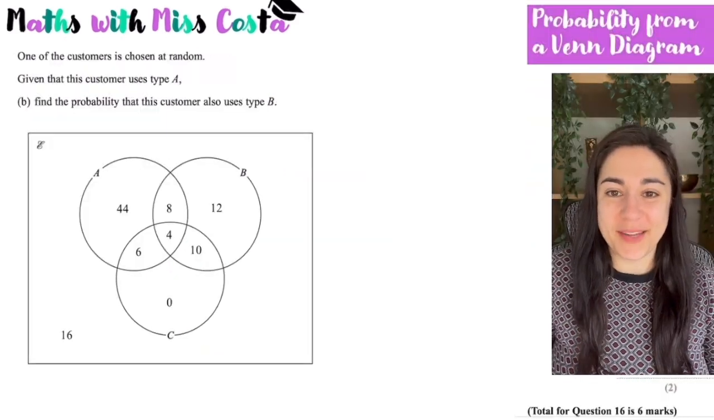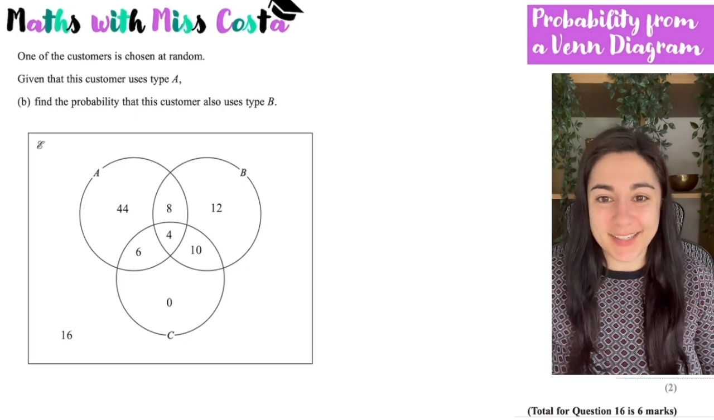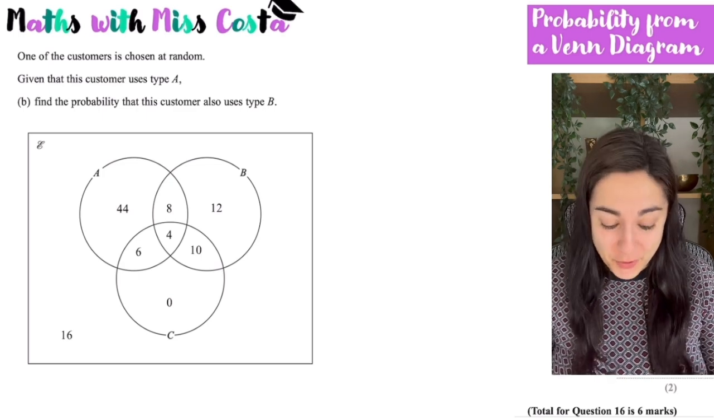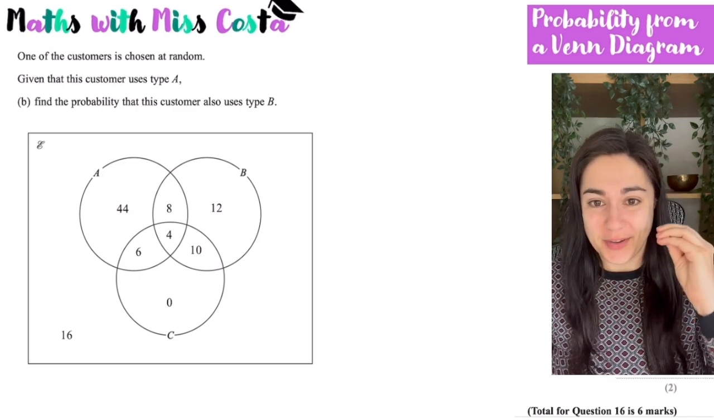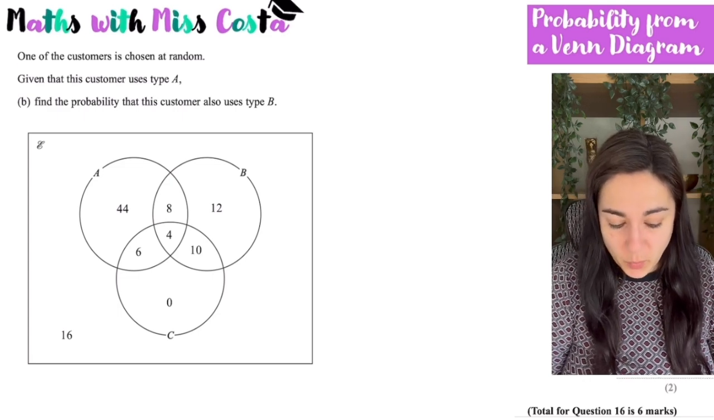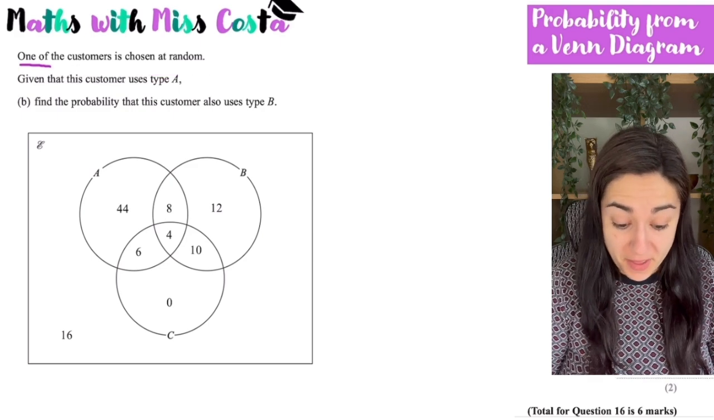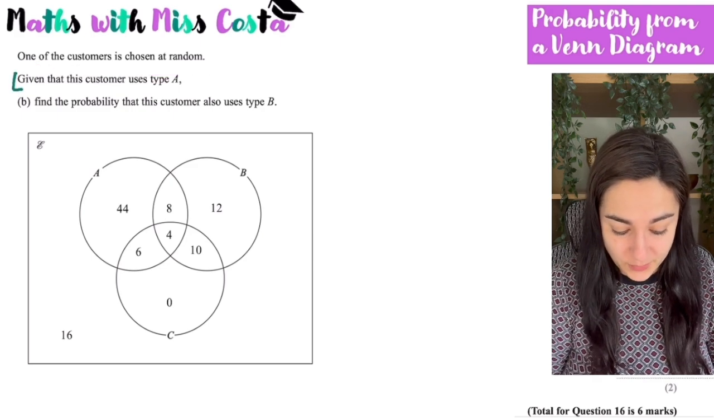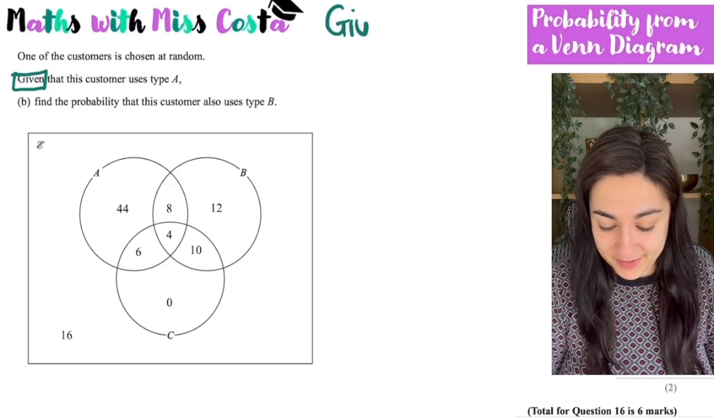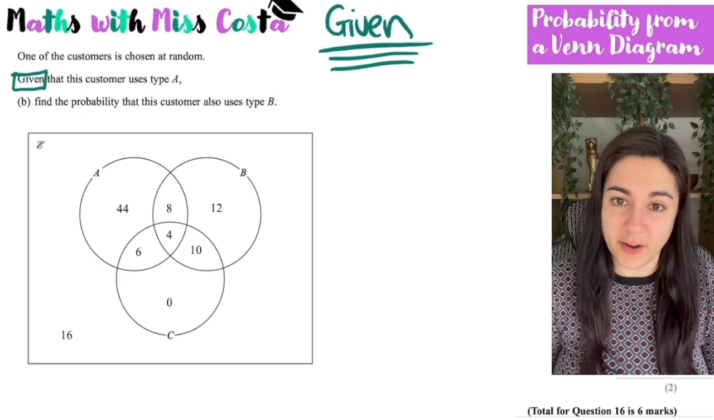Okay, so now we are being asked to work out the probability from the Venn diagram. Now this question is frequently done incorrectly because people don't read it carefully and they don't know what certain language means. So we are told that one of the customers is chosen at random, okay? But then we are told this key word here, which is given. Now, given means that this is the new total. You shrink your Venn diagram.